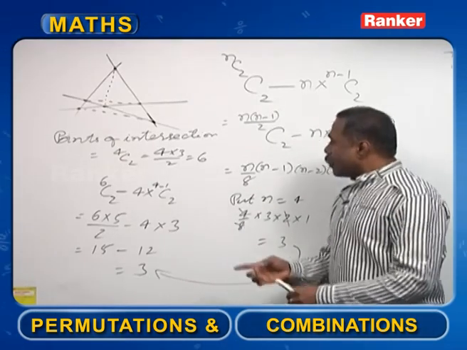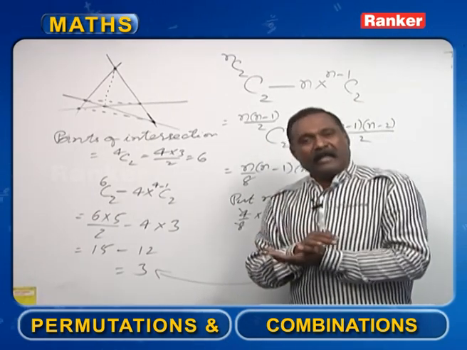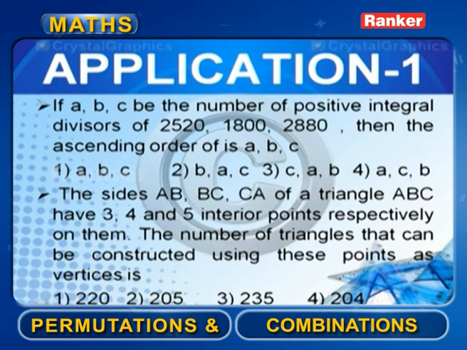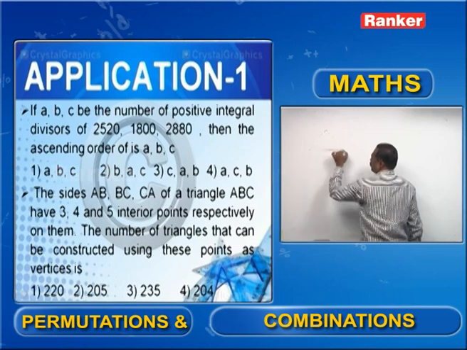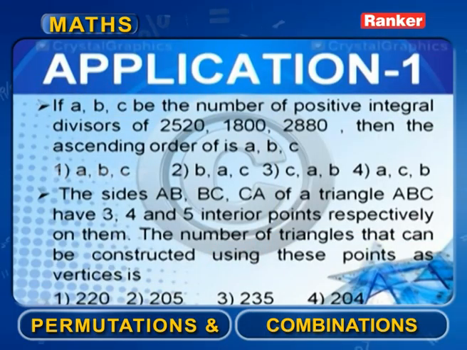So you take this one now as a geometrical problem and prepare yourself. Be strong in the basic level. Now, let us see another problem. Please see the second problem there: the sides AB, BC, CA of a triangle ABC have 3, 4, and 5 interior points respectively on them. That is, AB has 3 points on it, BC has 4 points on it, and CA has 5 points on it.